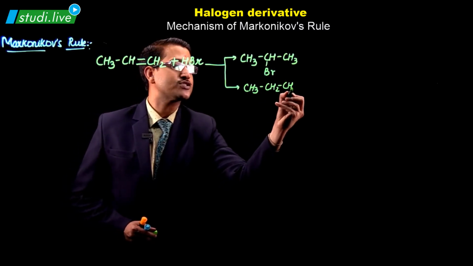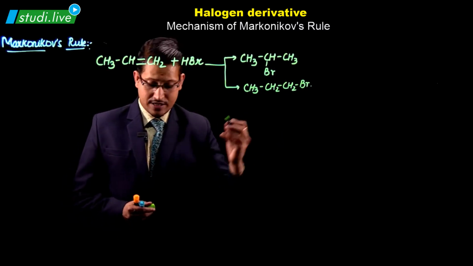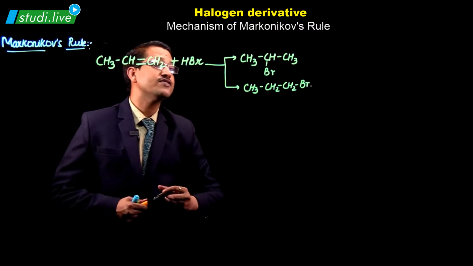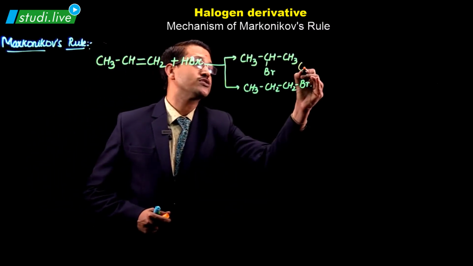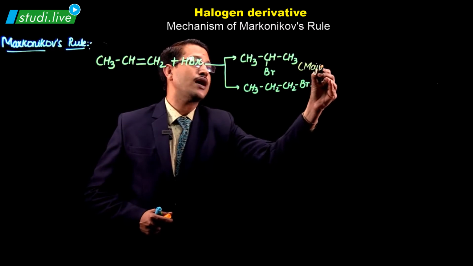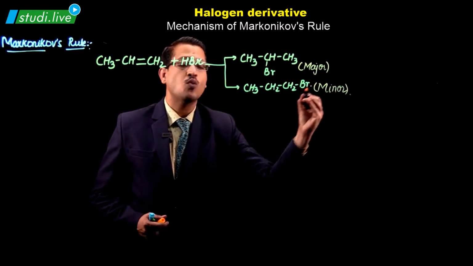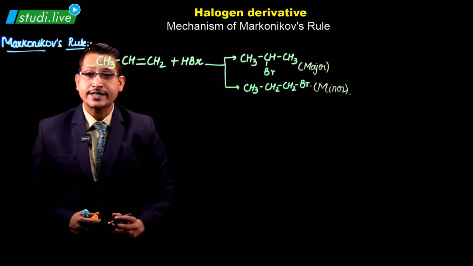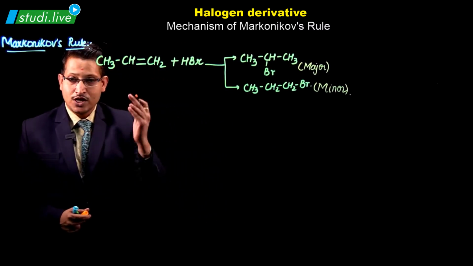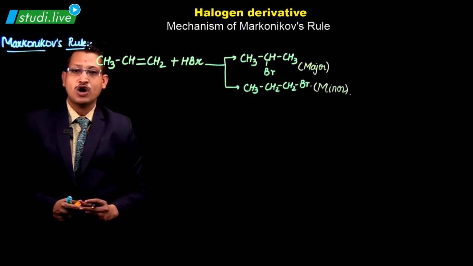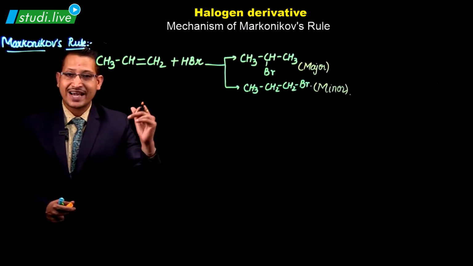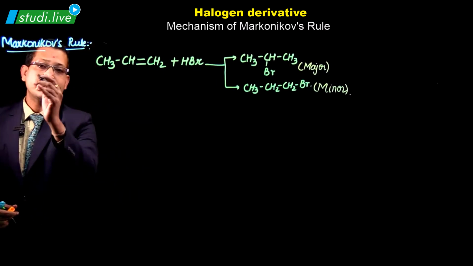We discussed that 2-bromopropane is the major product, as given by Markovnikov's rule, and 1-bromopropane is the minor. The answer to why major and why minor is given by Markovnikov's rule. So let's start with the mechanism of Markovnikov's rule. In the mechanism, there are three different steps.